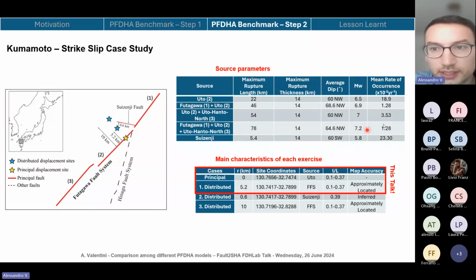You can read the number on the tables. The magnitude range goes from 6.5 to 7.2, and for the principal fault exercise, we consider only the UTO segment, so the moment magnitude will be 6.5, and the distance for the distributed case will be 5.2.